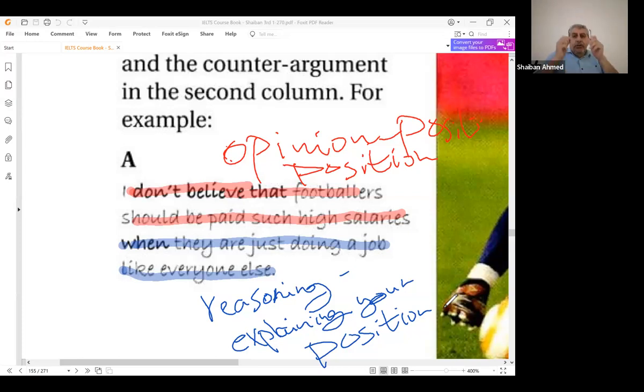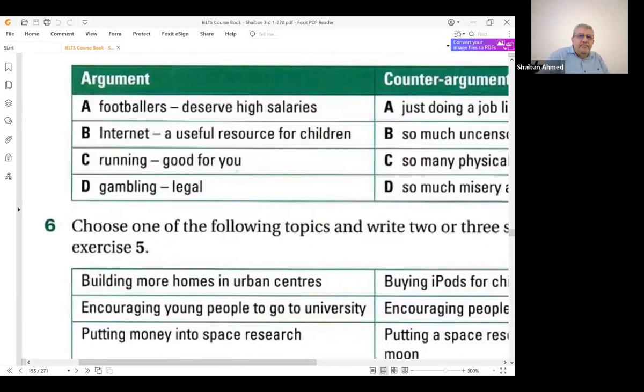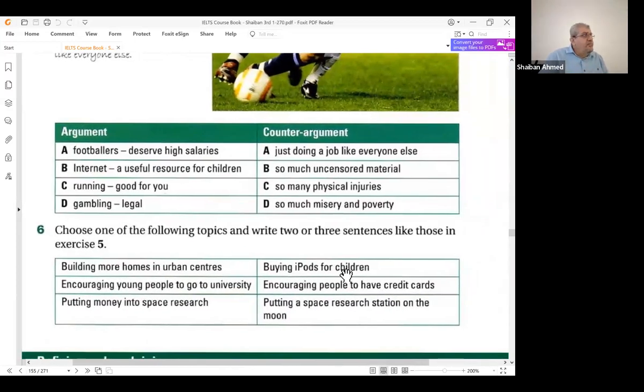Okay, good. Now, examples. Argument, position, opposite, counter means opposite argument. We finished number 1. Number 2, the internet, a useful resource for children. So here the view is against, so you have to refute it. I disagree with the idea.